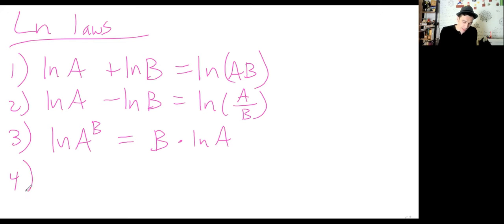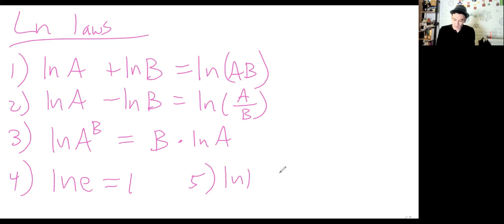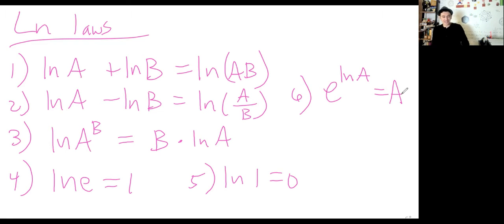Here is a fourth property: the natural log of e is 1. Here's the fifth property: the ln of 1 is 0. Now let me write that a little bit nicer. That says ln of 1 is equal to 0. And then the sixth and final property says that e to the power of ln A is equal to A. So those are 6 properties that pertain to natural logs.